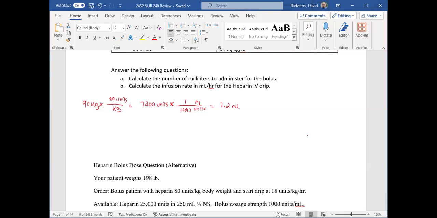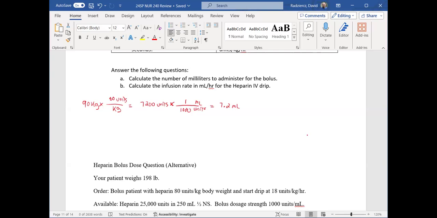The shorthand way, because the heparin protocol is a standard: if you do a Google search for heparin protocol, you're going to see what is written up on top there, where it tells you to start at 80 units per kilogram, then start at 18 units per kilogram per hour. The bolus dosage strength is going to be 1,000 units per milliliter, and your available heparin is going to be 25,000 per 250 mL. That's standard. I've never seen it deviate from that.